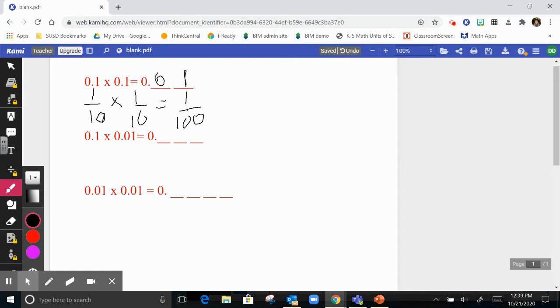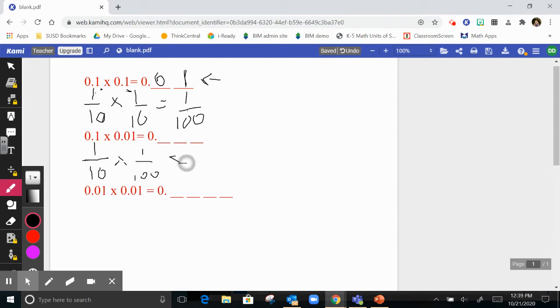So if you'll notice here, there's one number after this decimal and one number after this decimal. How many numbers are after the decimal in the product? So let's try again. So here I have 1/10 times 1/100.